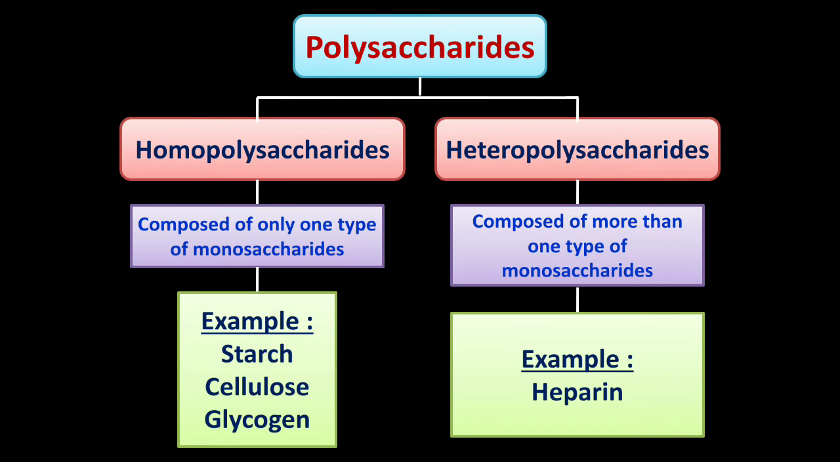Polysaccharides are classified into two types. One is homopolysaccharides and the other one is heteropolysaccharides. Homopolysaccharides are composed of only one type of monosaccharide, while heteropolysaccharides are composed of more than one type of monosaccharide. Starch, cellulose, and glycogen are examples of polysaccharides, and heparin is an example of a heteropolysaccharide.